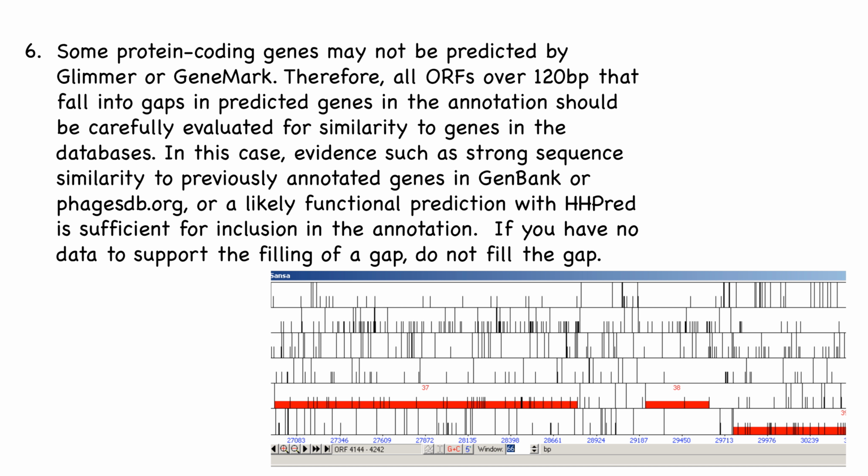Some protein coding genes may not be predicted by Glimmer or GeneMark. Therefore, all the open reading frames that are over 120 base pairs that fall into gaps in predicted genes in the annotation should be carefully evaluated for similarity to genes in the database. So here's again this gap between GP37 and 38 that I showed earlier. I would probably figure out what the protein sequence would be for this open reading frame, and maybe even this little guy right here, and BLAST those to see if it matches anything in the database. I would also check to see if these had coding potential.